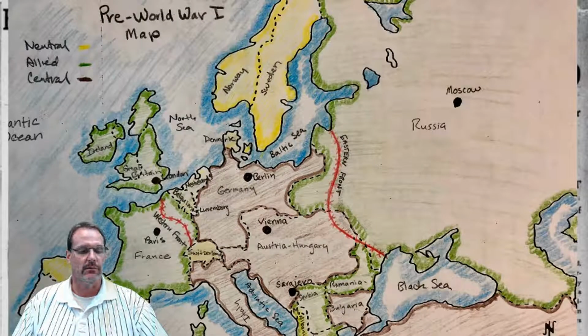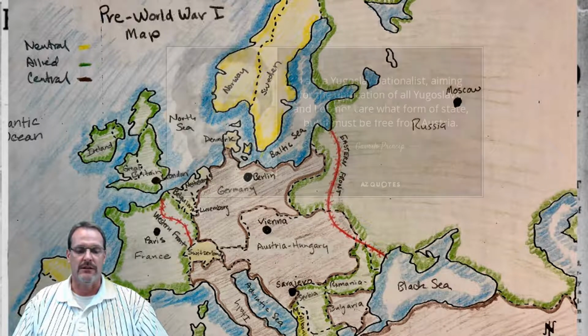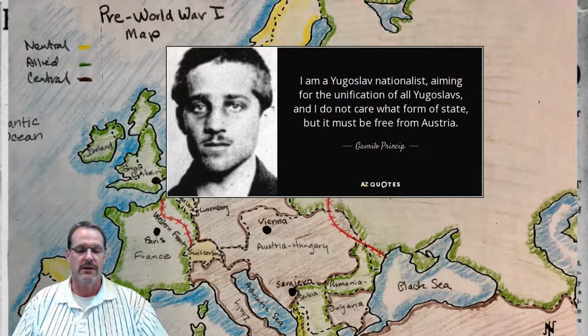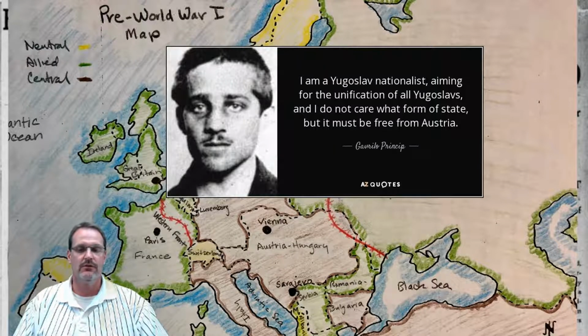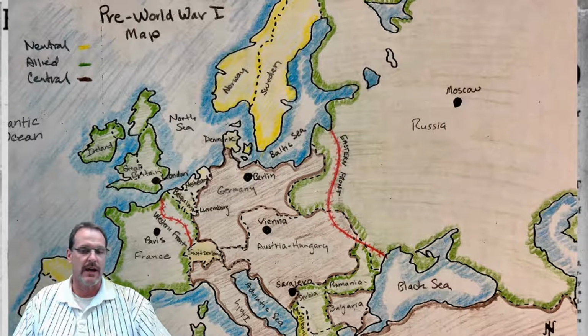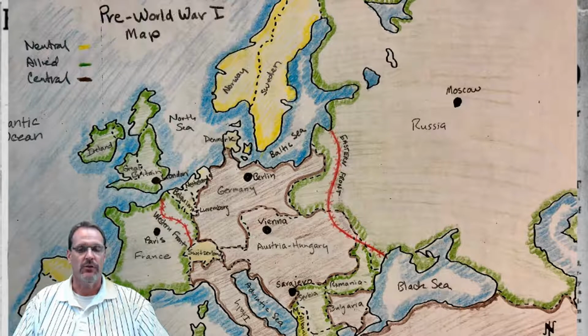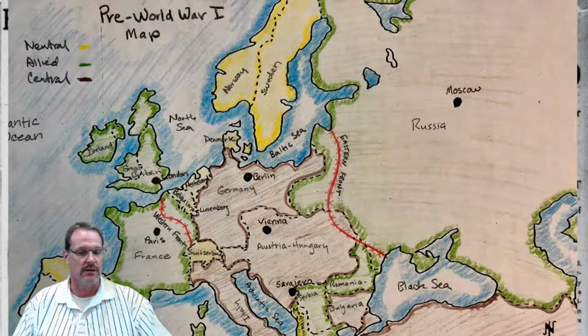Now I gave you the story about the assassination. We talked about Gavrilo Princip. He basically was part of groups that were Serb rebels, and those Serb rebels decided to use Princip as a tool to attack the royal family of Austria-Hungary as a protest, and possibly, of course, to spark something that would create some sort of change.